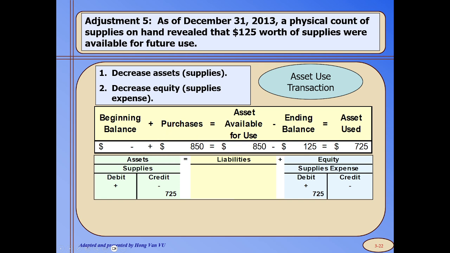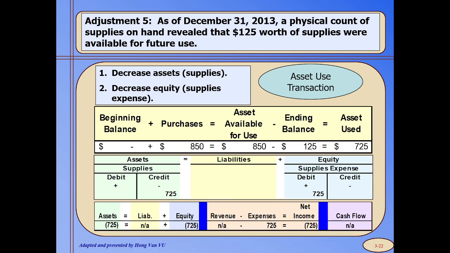Here is the illustration of the impact on the T account. We have supplies decreasing by 725 on the credit side. For the equity, we increase supplies expense by 725. And here you can see the impact of this transaction on the financial statements model.